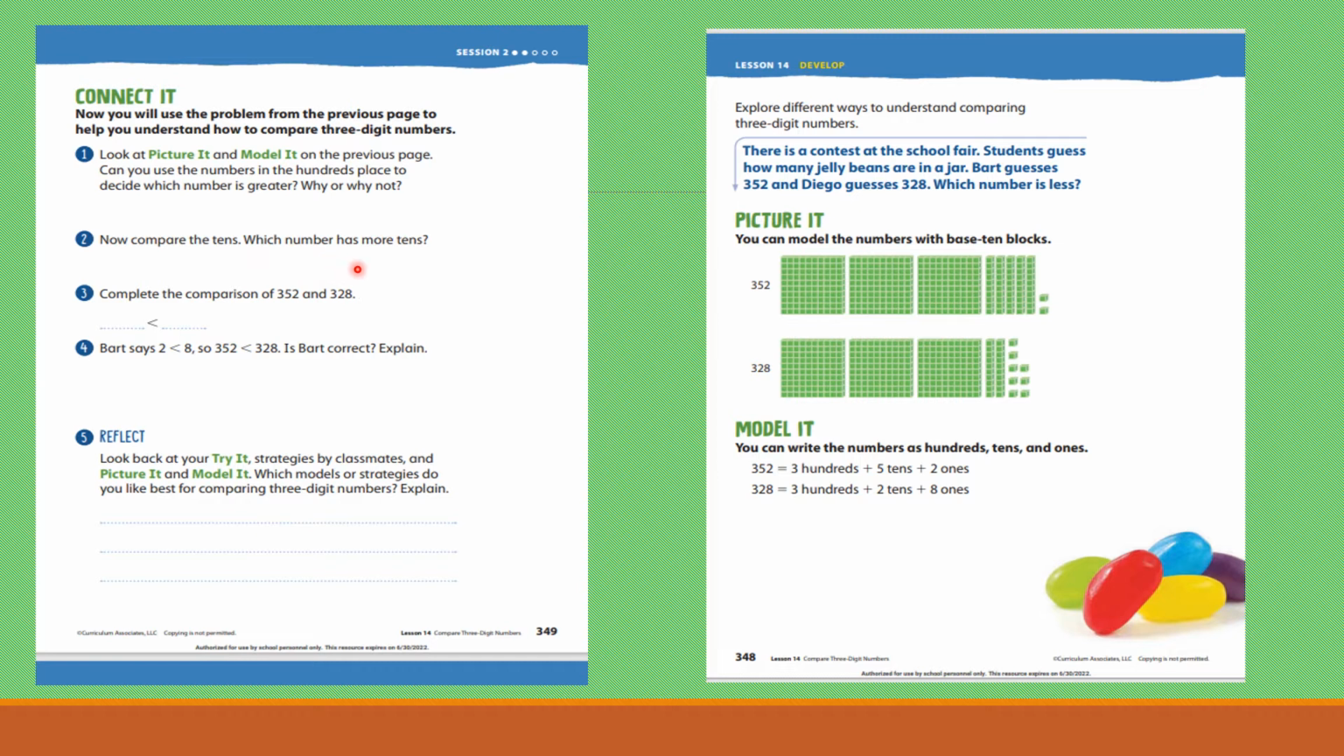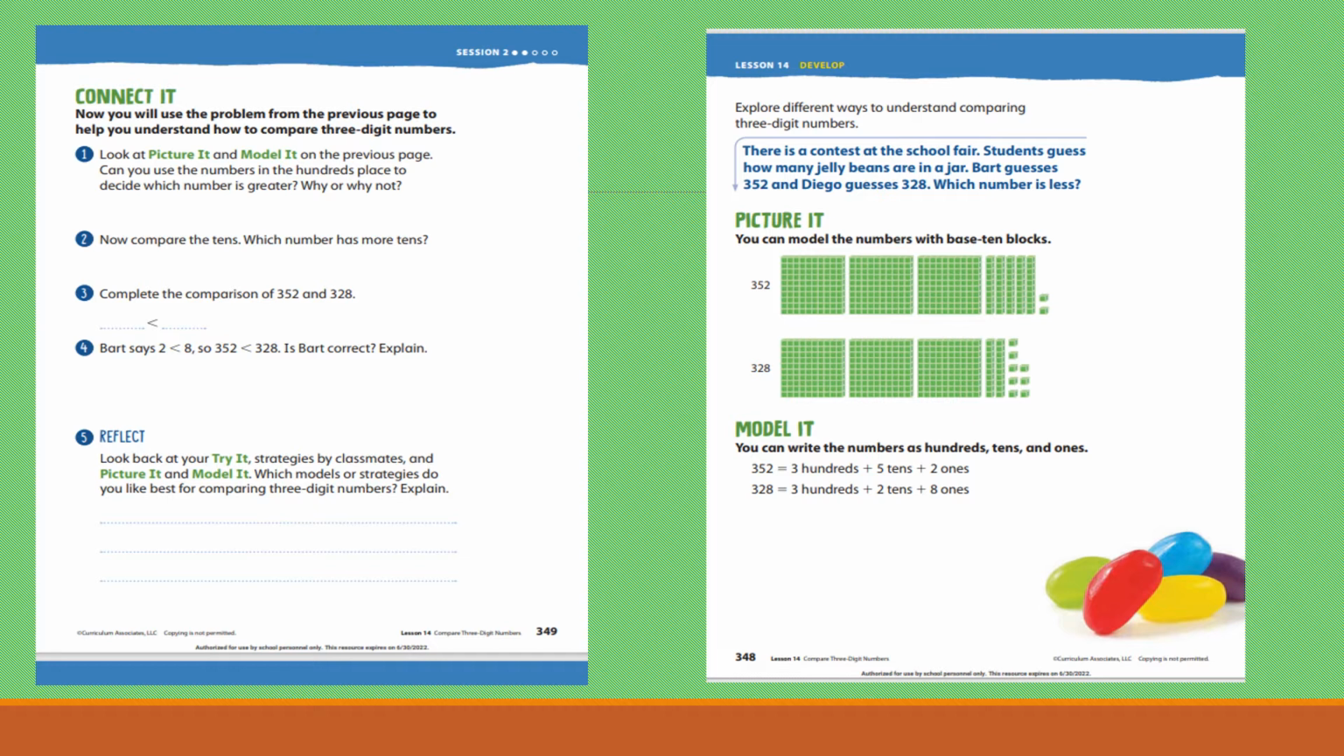Which number has more tens? If I come here, I can see 5 tens and I see 2 tens. 352 to 328. 5 tens is more than 2 tens. And I can see it over here. I can see that there are 3 more tens over here. So, which number has more tens? 352. Now, complete the comparison of 352 and 328.